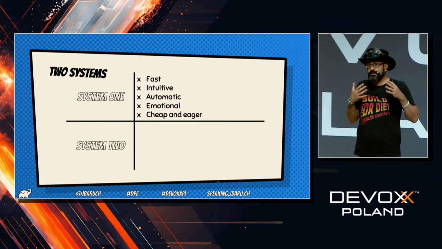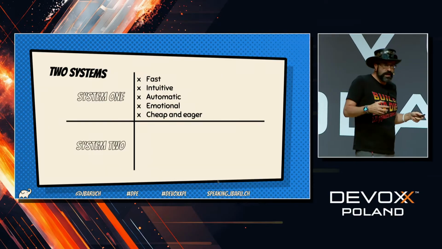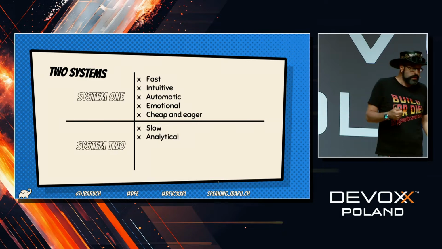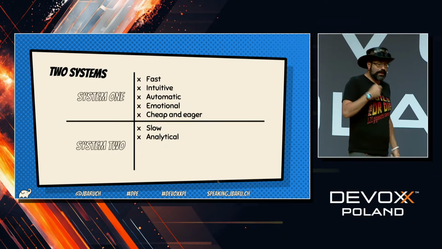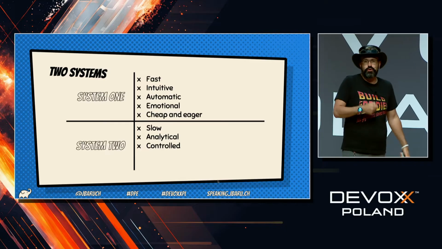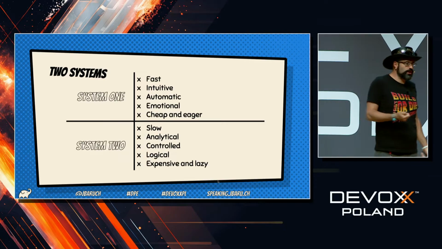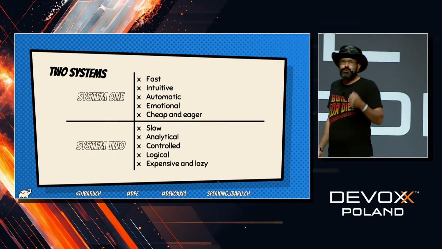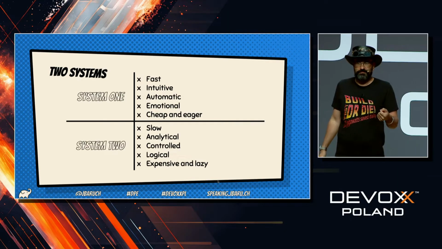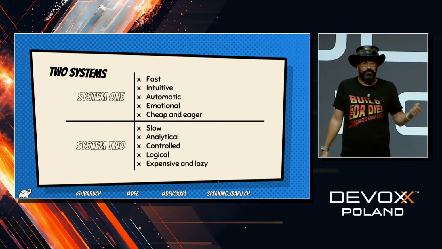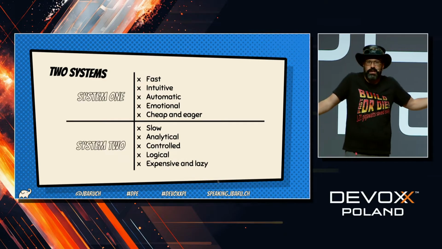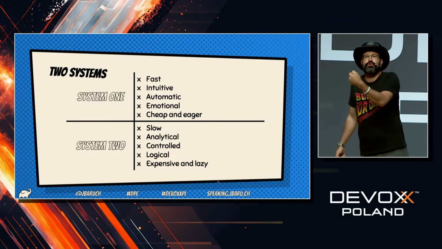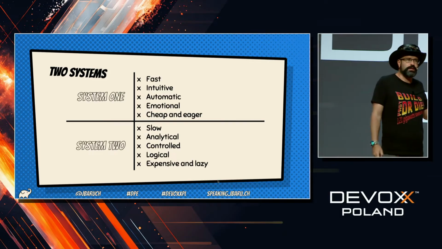Now, there is System 2 that is quite opposite of System 1. It is slow, it is deliberate and analytical, it is controlled, logical, and it's expensive and lazy. When you need to think about something, this is System 2. You obviously think with System 1 as well, but the conscious effort of, hey, I need to think about it, this is where you engage System 2.